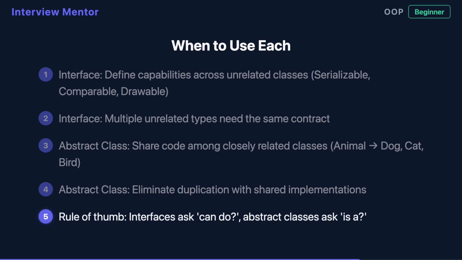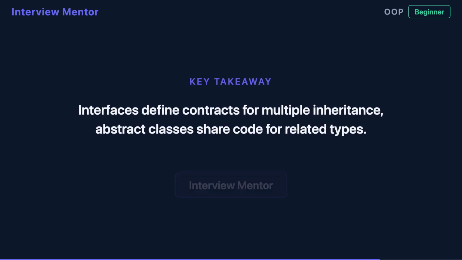Think of it this way. The interface's answer: can this type do X? The abstract class's answer: is this type a kind of Y? To sum up, interfaces define contracts for multiple inheritance without state, abstract classes share code and state for single inheritance. Master this distinction, and you'll design cleaner, more flexible systems.